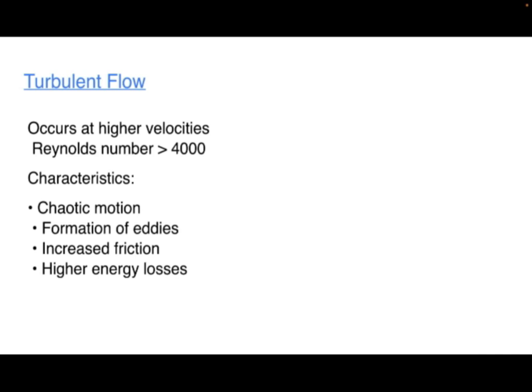Turbulent flow generally occurs at higher velocity. Its Reynolds number is above 4000. Its characteristics are chaotic motion, formation of eddies, increased friction, and higher energy losses. In between laminar flow and turbulent flow, there comes transition flow. It has a Reynolds number between 2100 and 4000. It has an unstable behavior and flow characteristics vary between them.